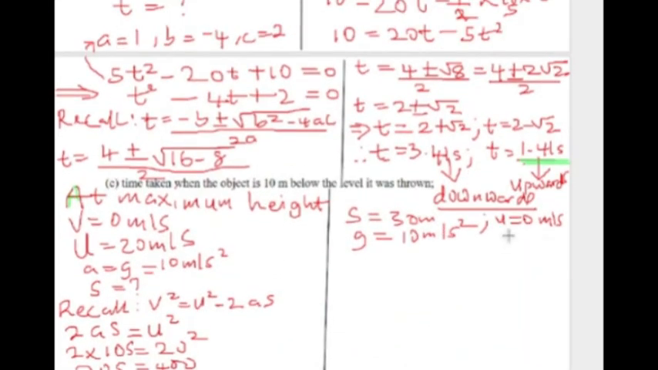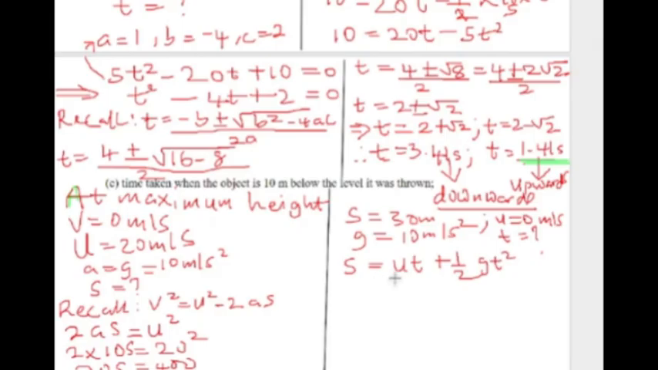Now we are looking for the time it takes to get to that height of 30 meters falling down. So the time is unknown. So easy, all we need to do is to recall that x is equals to ut plus half gt squared.